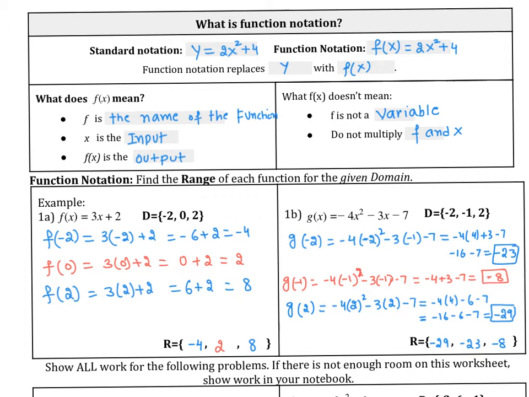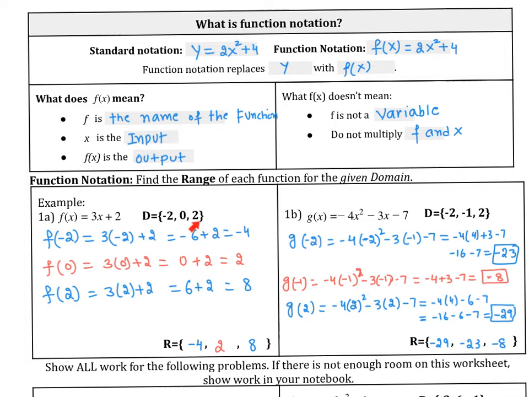So for example number 1, you're going to use -2 for x and plug it in for x here to find the function value at -2. So 3 times -2 is -6, plus 2 equals -4. So the function value at -2 is -4. Then you're going to use the domain value, or x value, as 0 and plug it in for x. So f of 0 equals 3 times 0 plus 2, which is 0 plus 2, which is 2.